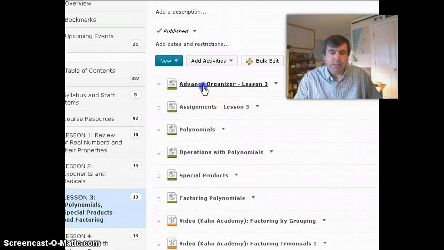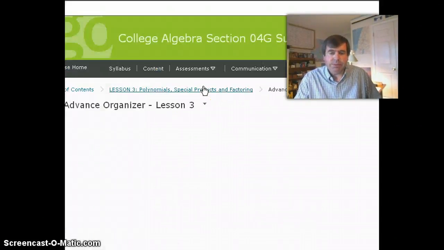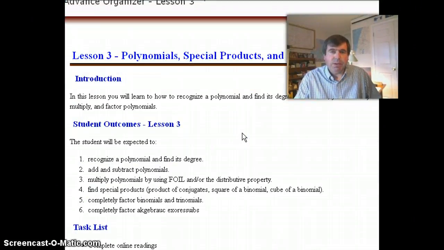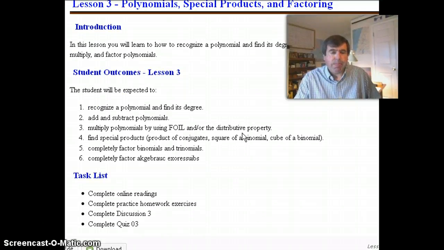All right, let's take a look at the advanced organizer. So if you notice, we're talking about polynomials, special products, and factoring. And this is a crucial foundational lesson. So those folks that say, well, I'm a little weak in math, this is a time to really address some of those weaknesses, and please take your time learning this material.